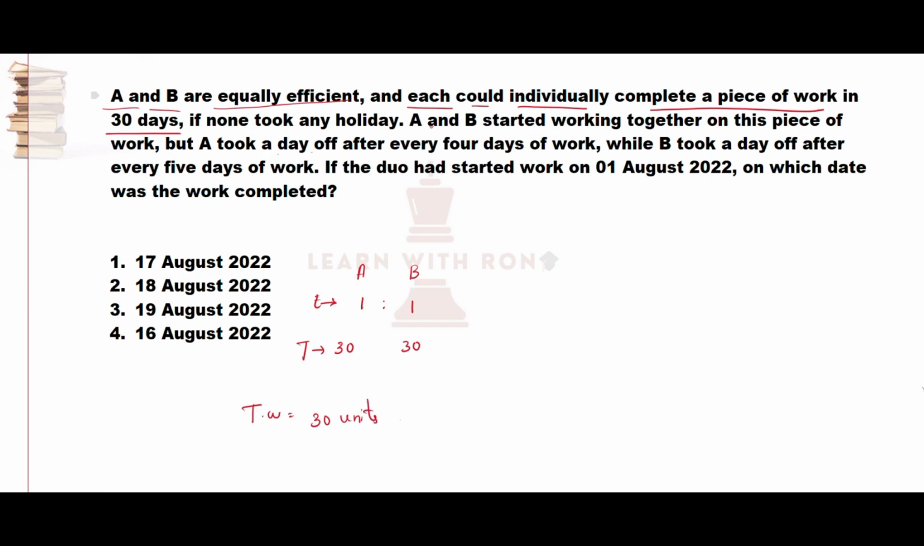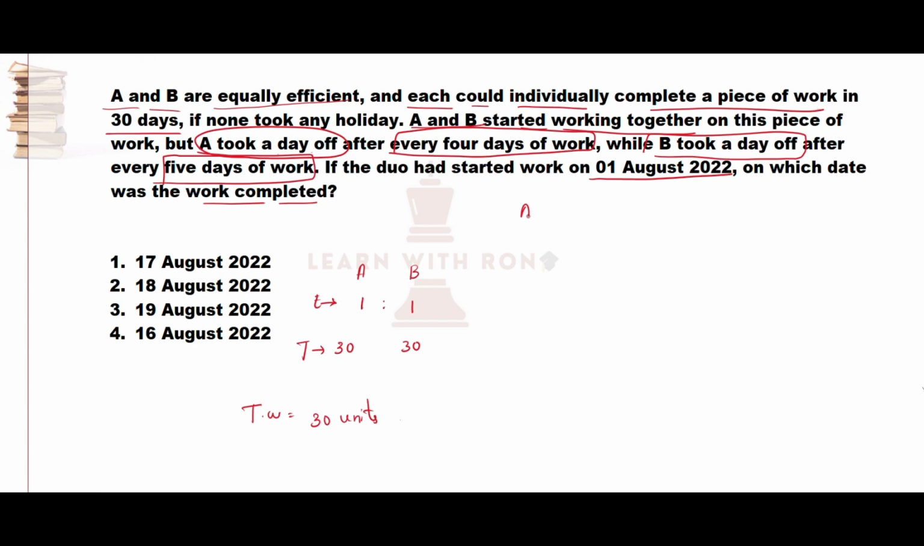See the next part. A and B started working together on this piece of work, but A took a day off after every 4 days of work, while B took a day off after every 5 days of work. These are the conditions. See what they asked to find. If they start work on 1st of August, on which date the work will be completed.